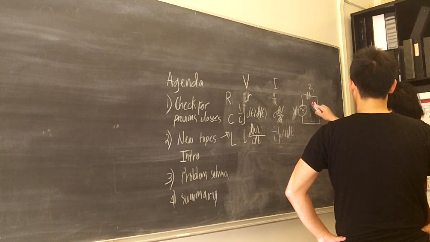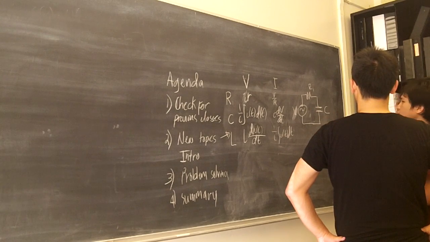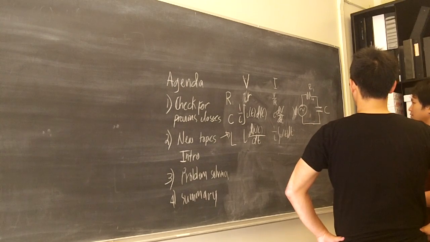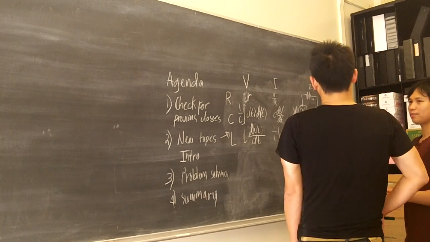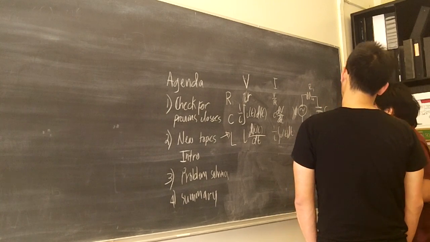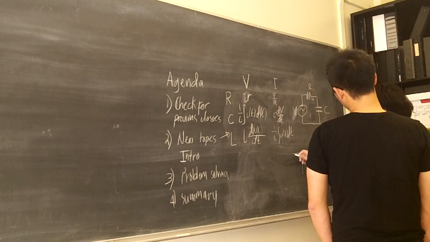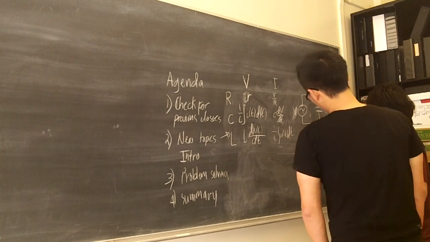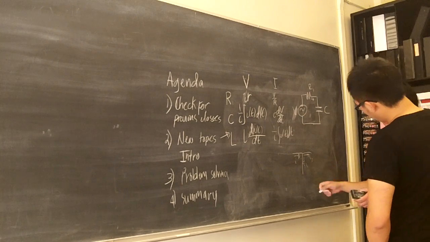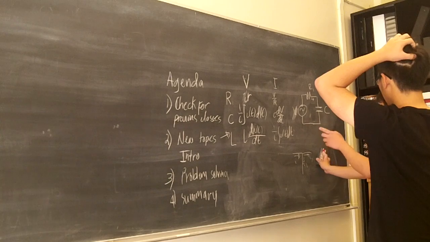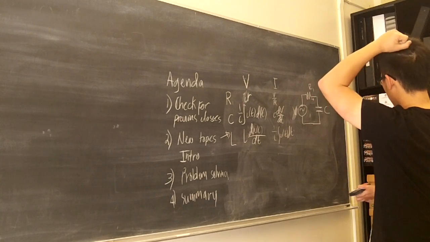Do you know nodal, like current going in equals current going out? Do you know that? So for example, if you have a node, with current I1 here, a current I2 here, I3. Did they teach you that? No, not yet. Okay, so just basic.